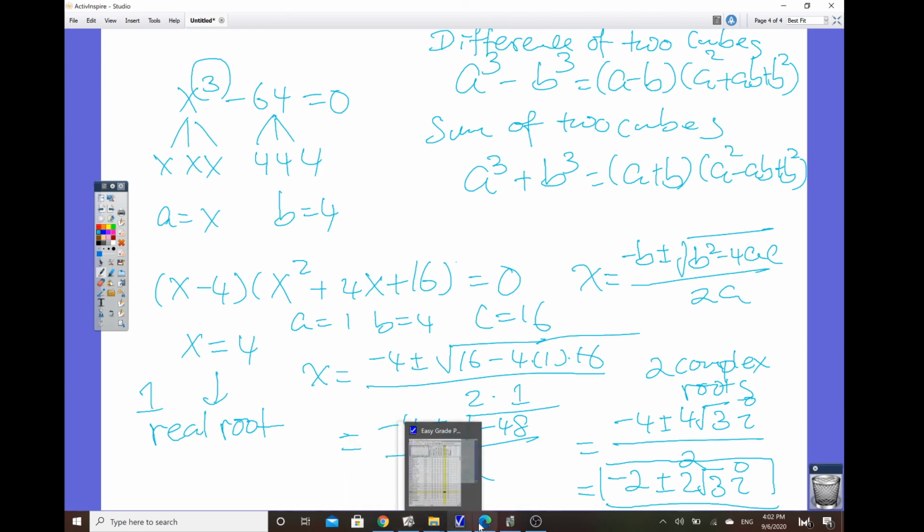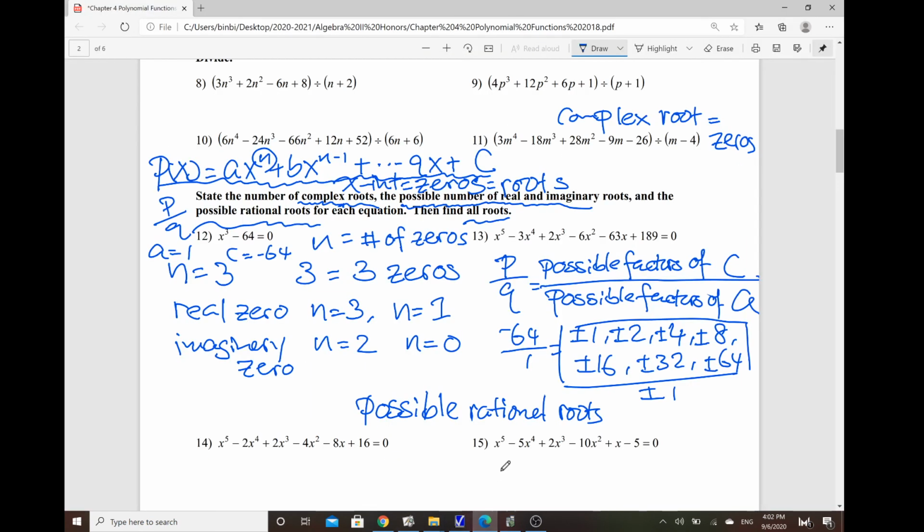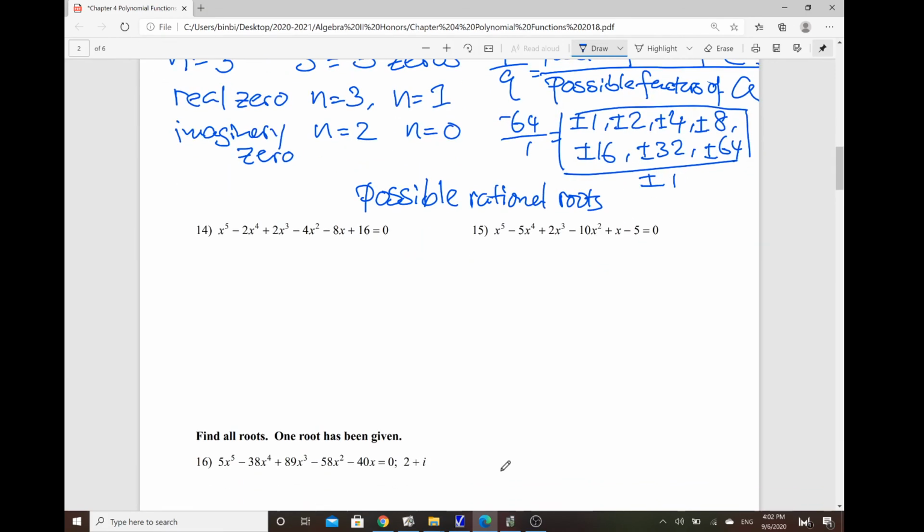So now let's do another example like this. I know this one might be a little bit confusing for some people. So now here's another one. Again, always take out the one with the highest power. So the highest power is 5. So n is 5. That means we do have 5 zeros.